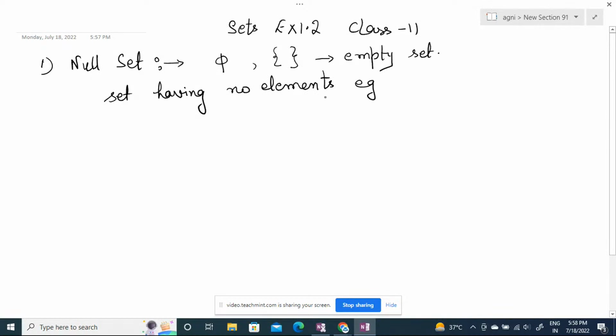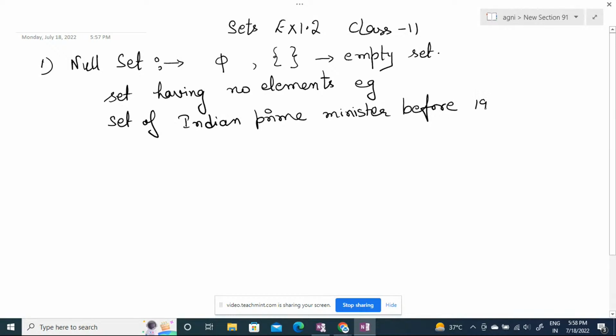For example, if we say the set of Indian Prime Ministers before 1947, there is no Prime Minister of India before 1947. So it is a null set. Now I am going to solve the questions of this exercise one by one.